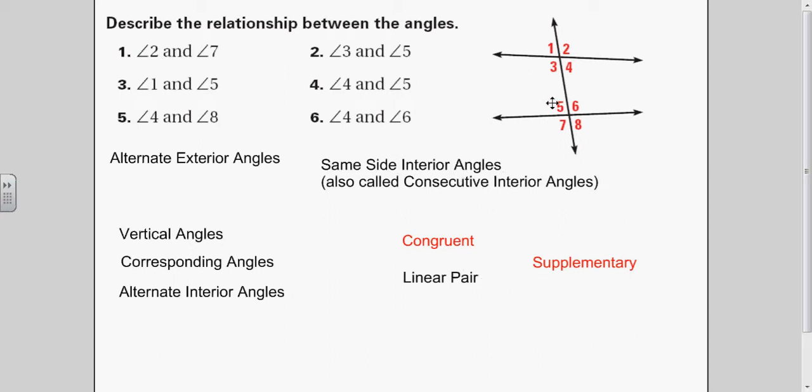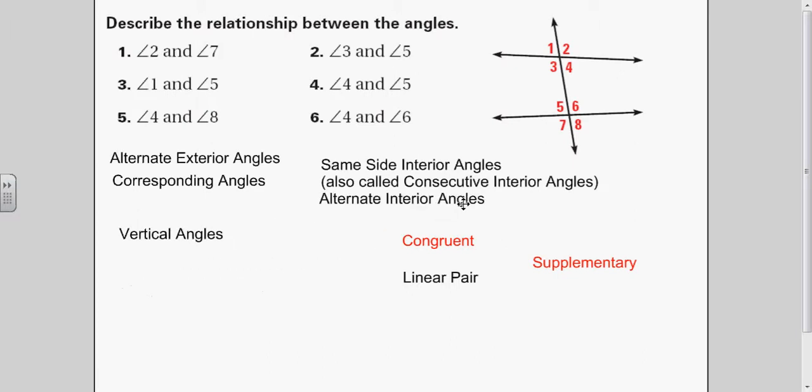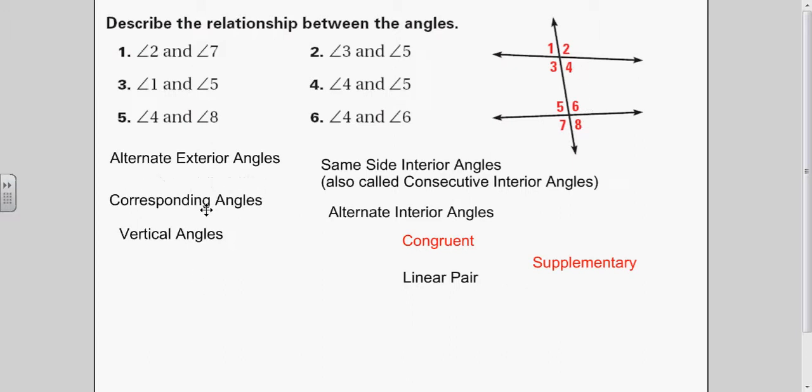1 and 5, those would be corresponding angles. 4 and 5, those would be alternate interior angles. 4 and 8, those would also be corresponding angles, so that would be used again for number 5. And then 4 and 6, those would be same side interior angles again.